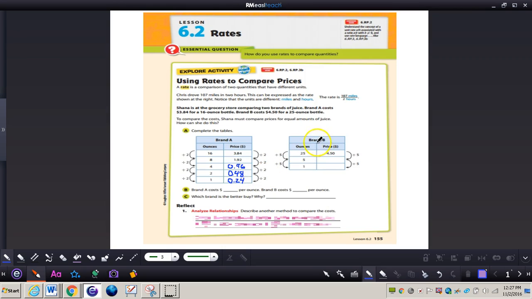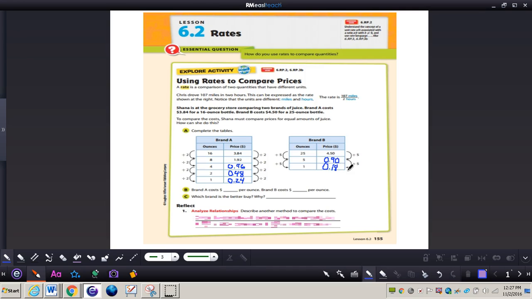Now let's take a look at brand B. What you can do with brand B is take 25 and divide that by 5, and that gives us 5 ounces. Now we need to take that $4.50, divide that by 5, and that's going to give us 90 cents. And then we take 5 divided by 5, and that gives us 1. And then 90 cents divided by 5 is going to give us 18 cents.